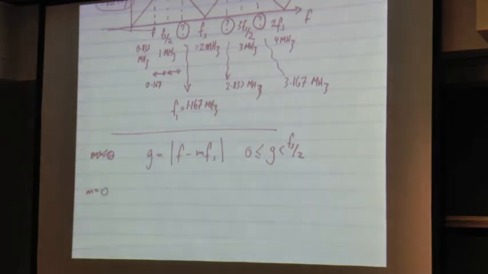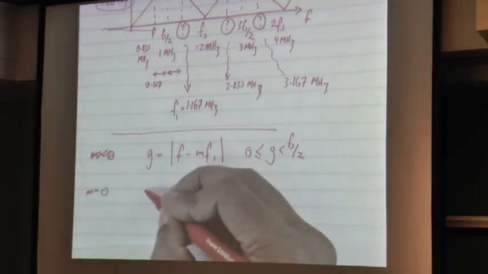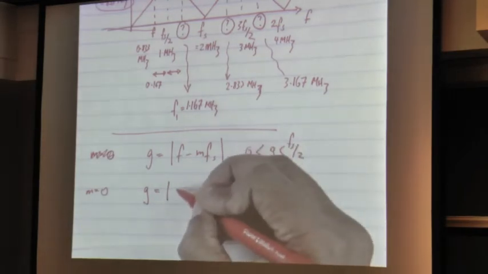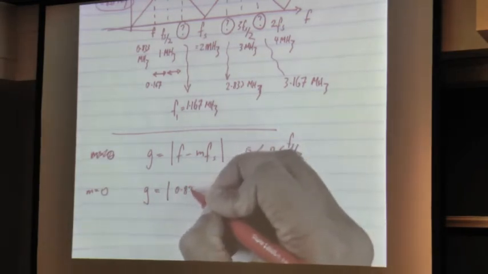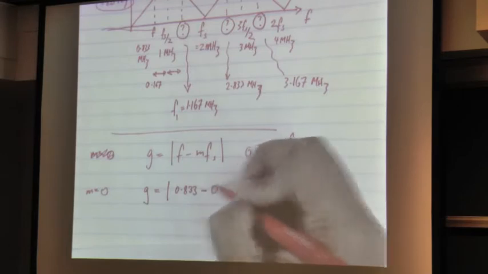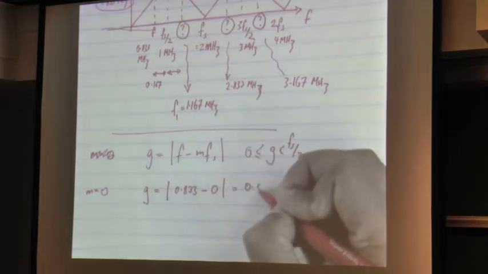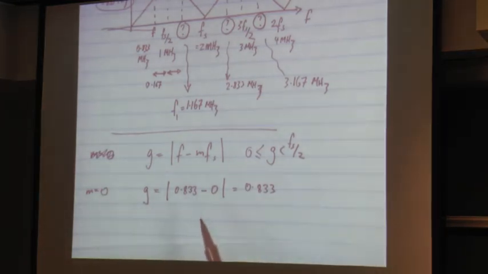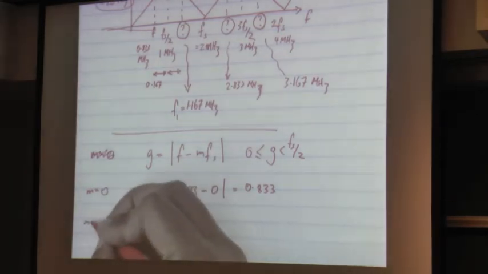When m equals 0, what we have is that G equals the absolute value of 0.833 minus 0, right? So that's 0.833. So this is saying that this value of f aliases to itself. It doesn't alias at all, in other words. So that's okay. That's something that we knew already.